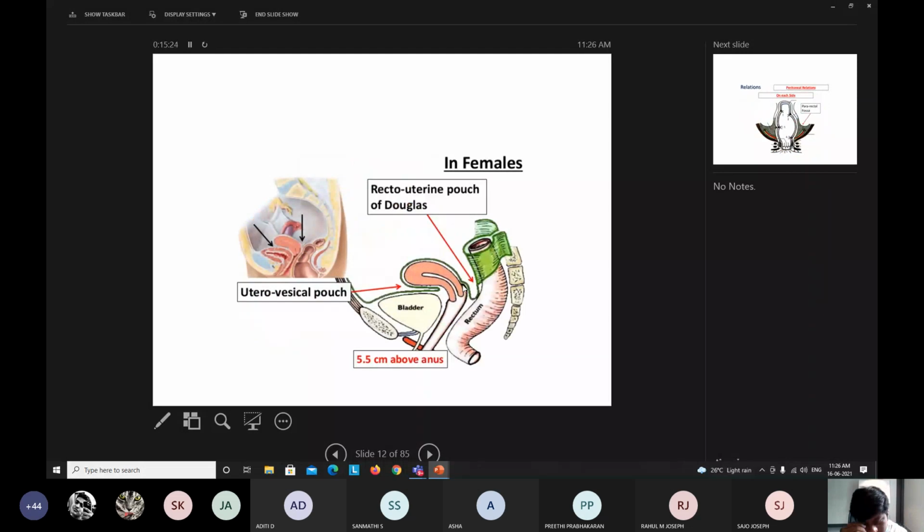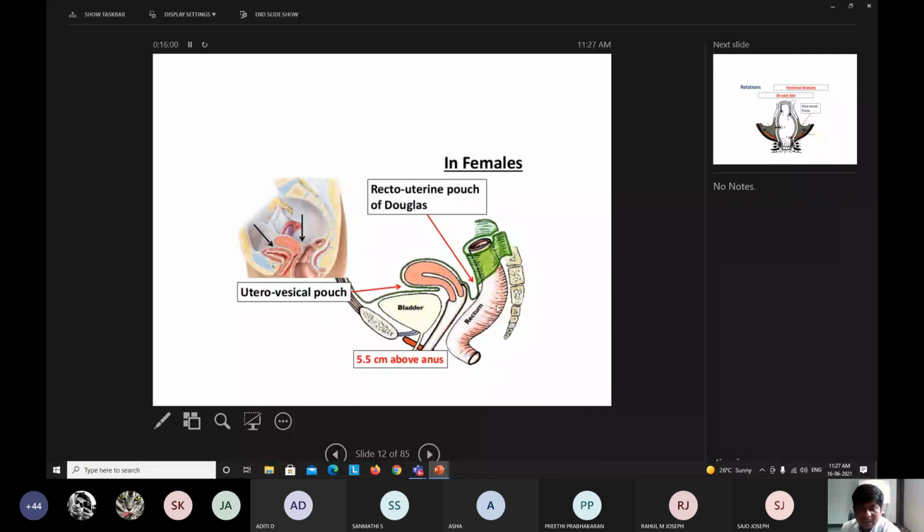And then in female, this is the slide I want to show you. In this slide, you have two pouches. You can see, one is between the uterus and the bladder, and one between the uterus and rectum. So the first pouch is the uterovesical pouch. Vesica means urinary bladder. Between the urinary bladder and the uterus, the peritoneum forms a folding here. Between these two it forms a fold. This fold, or this pouch, is called the uterovesical pouch.